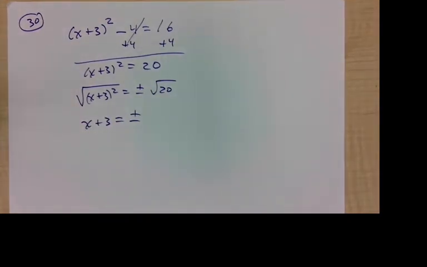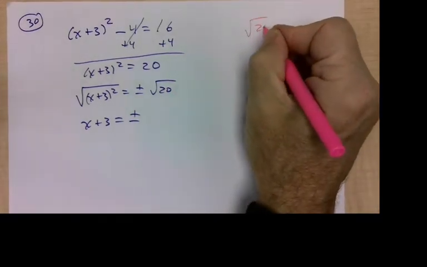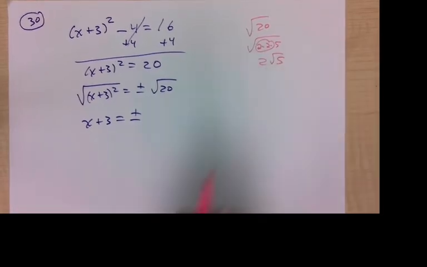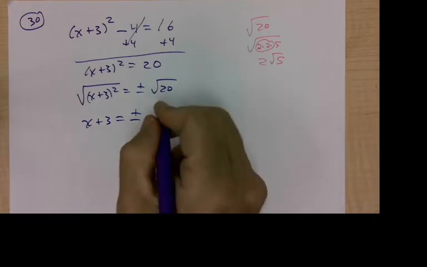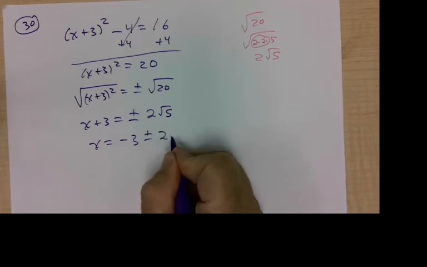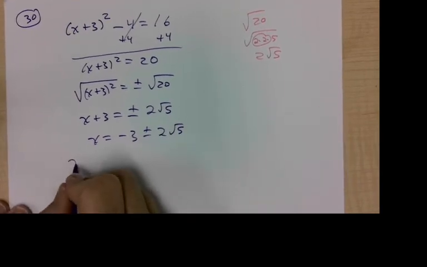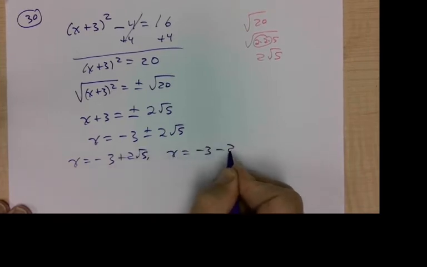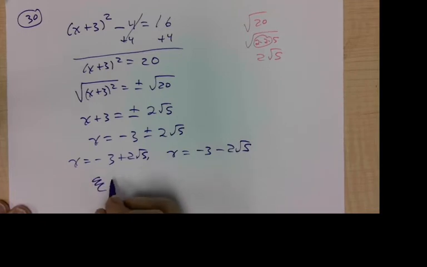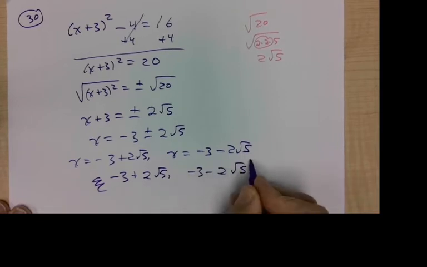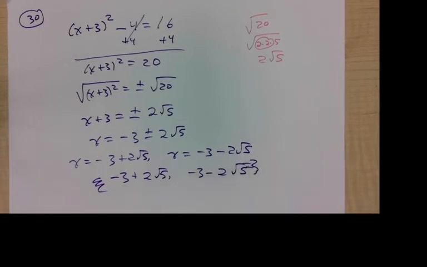How do I do square root of 20? Square root of 20. Root 2 times 2 is 4 times 5. 2 comes out, it's 2 root 5. So x plus 3 is plus or minus 2 root 5. So x is negative 3 plus or minus 2 root 5. So x is negative 3 plus 2 root 5. X is negative 3 minus 2 root 5. So my answer in curly brace form, negative 3 plus 2 root 5, negative 3 minus 2 root 5 is what I get for number 30.